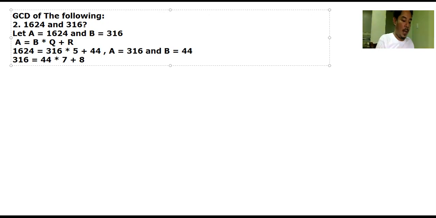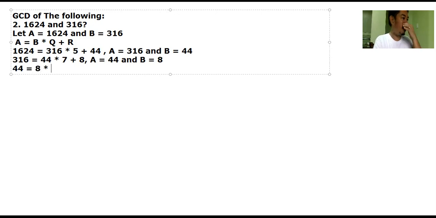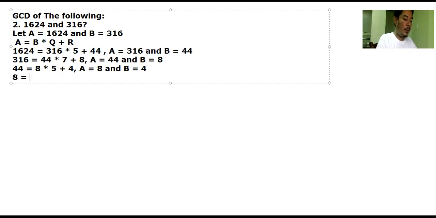Then A is 44 and B is 8, the new pair to write in quotient remainder form. 44 equals 8 times 5 plus 4, since 8 times 5 is 40, so the quotient is 5 and the remainder is 4. Next, A is 8 and B is 4: 8 equals 4 times 2, so the remainder is 0.